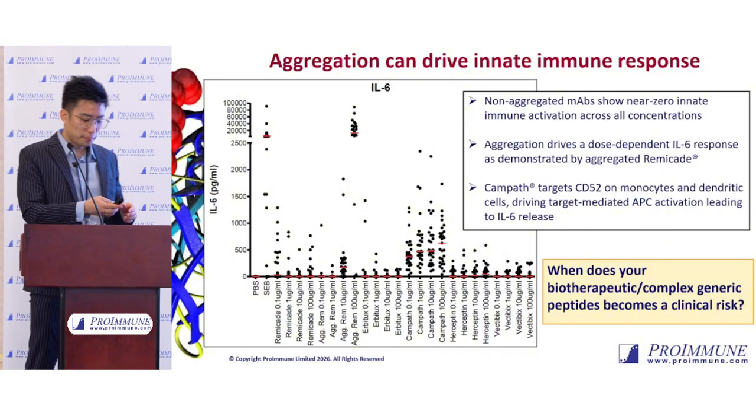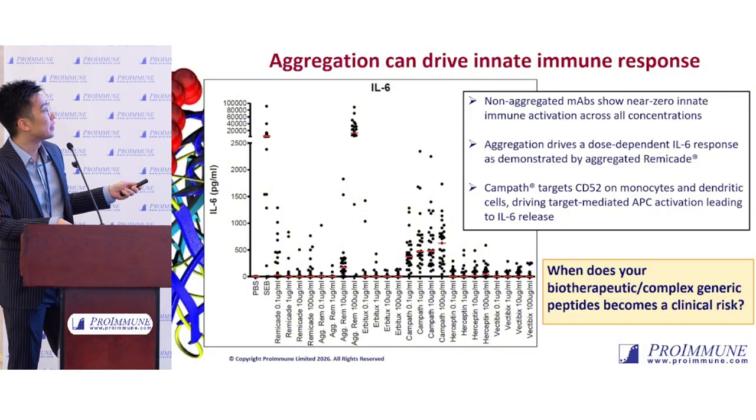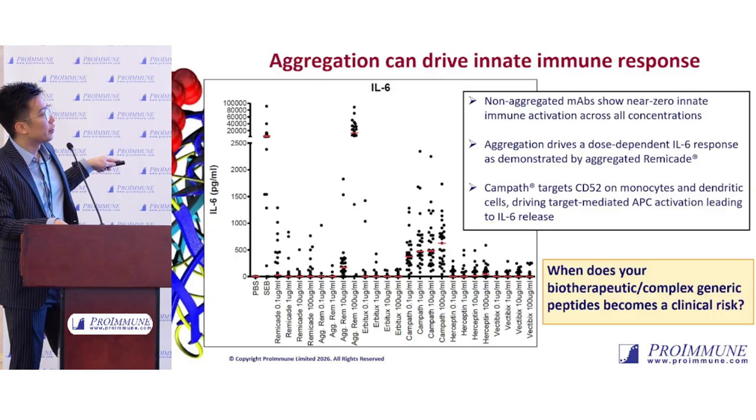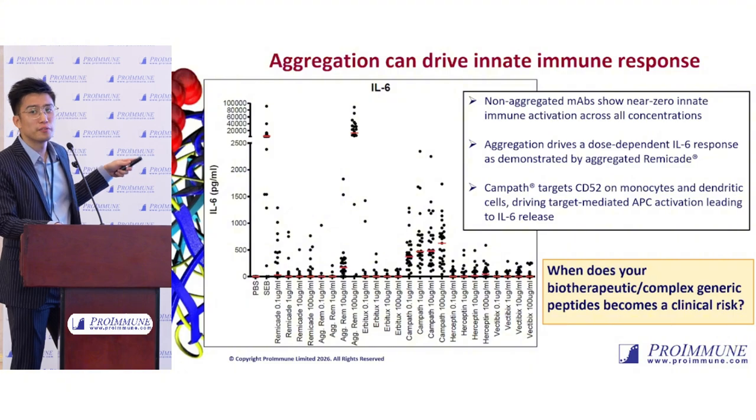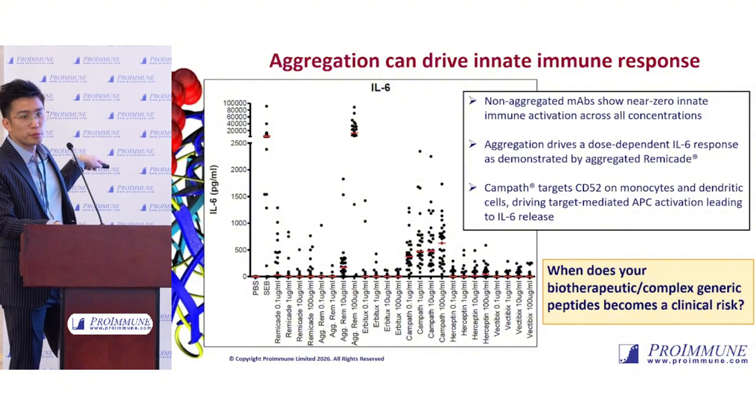And just for everyone to understand, this is based on IL-6 readout. Every single dot here represents a donor response. The red bar that you see here represents the median cytokine response for the total number of donors. Here we have the PBS, which is the phosphate buffered saline, as the negative control, and staphylococcal enterotoxin B, the SEB, as the positive control.